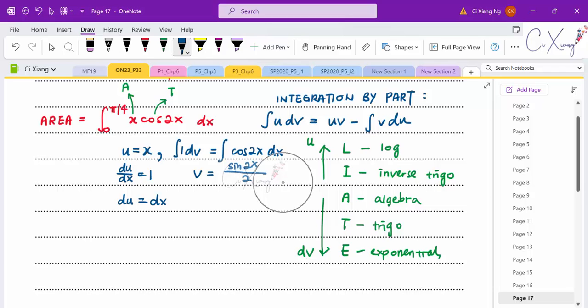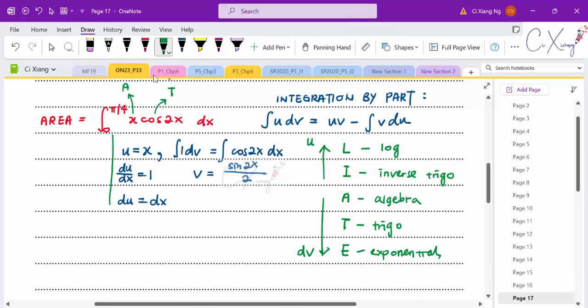For me, I'm not going to put a plus c at the back here because this is not my final step of the integration yet. So I will just keep it until the last step, only then I add in the c. Okay, so this is what we have by setting up the integration by parts.